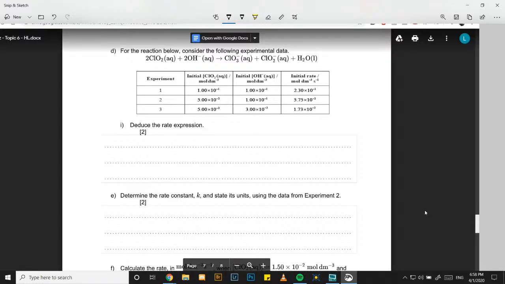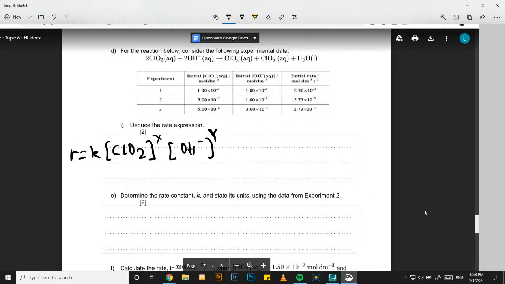The rate expression. We have the generic rate expression, which is going to be ClO2 to some power x, and OH minus to some power y. We need to find out what those are. The way we can do that is by looking at what happens when we increase or change something about this reaction.